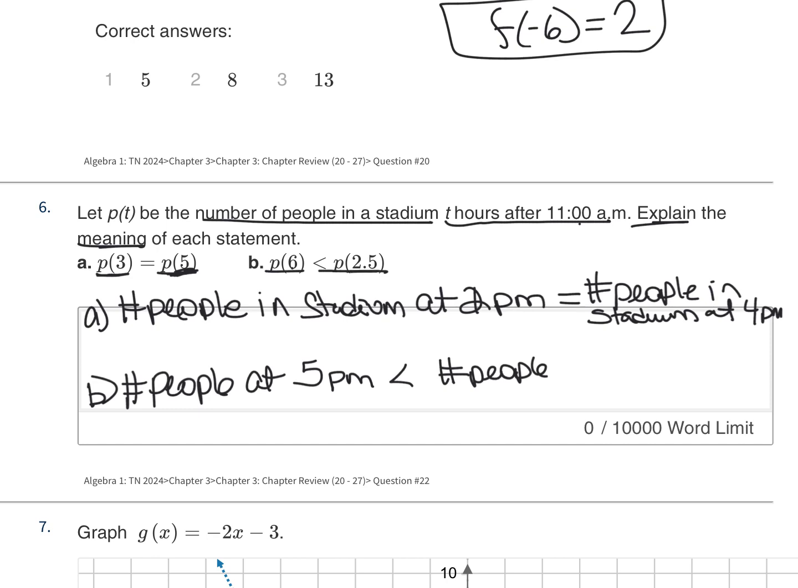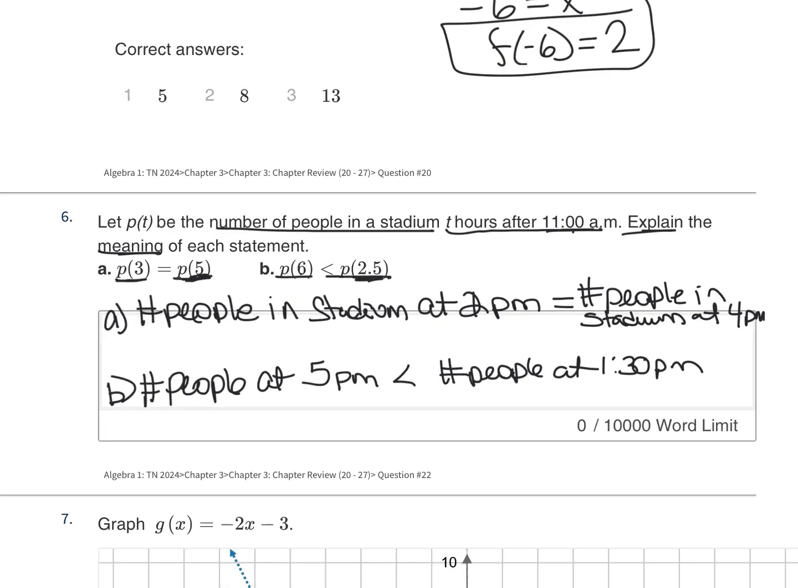At what time? 2.5 after 11. So that would be 1:30 p.m. Okay.